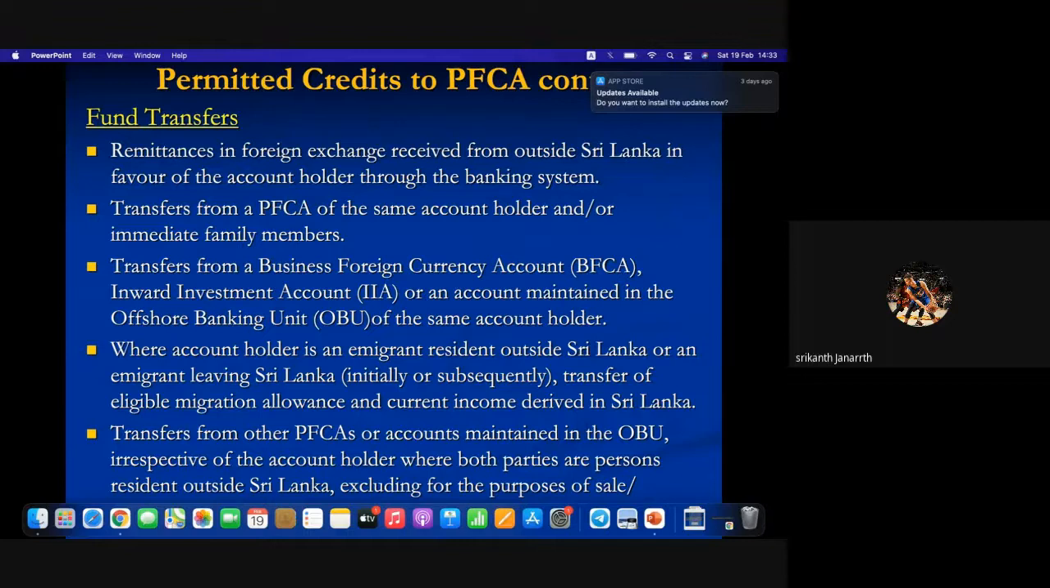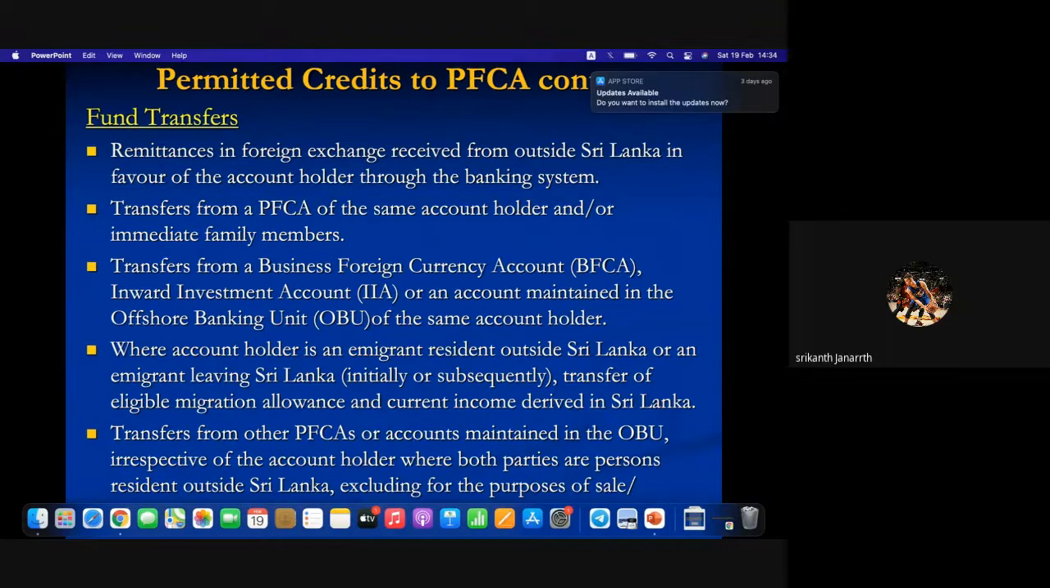So I can ask my banker to transfer from the IIA account to my PFC account. I can tell HNB to transfer to my PFC at Commercial. I can also ask HNB to transfer from BFCA to my PFC. Both are possible, right?